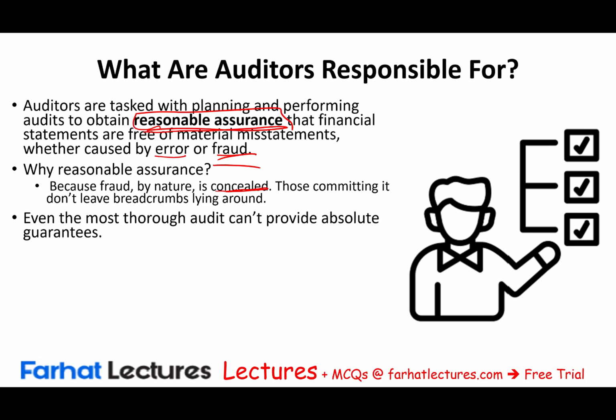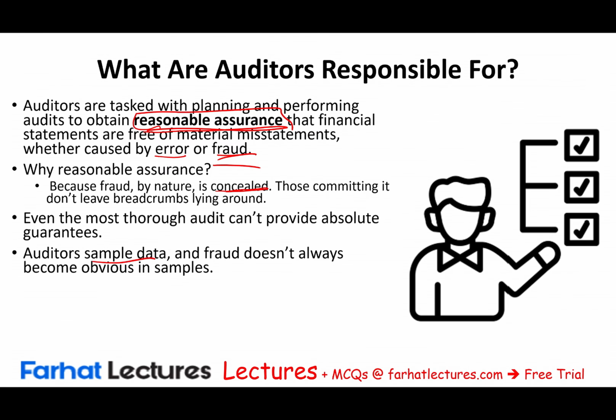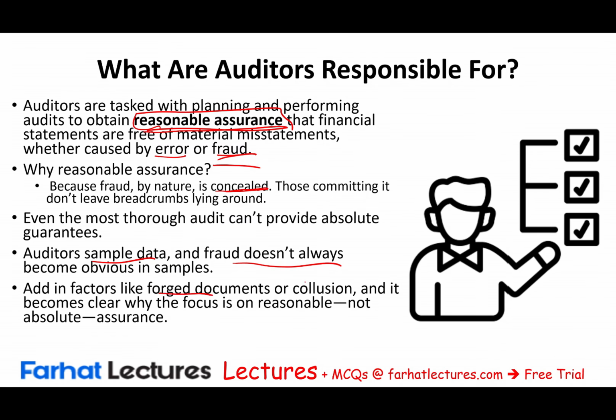Why? Because in an audit, what do we do? We sample. We don't look at everything. And even if we look at everything, we might miss certain things. So that's why we cannot give absolute assurance. We give reasonable assurance. So we sample. And fraud does not always become obvious in samples. If you're sampling, you may not pick up that transaction or that event that shows you the fraud. Add the factors like forged documents or collusion, which is the most difficult when you have people in the company trying to hide it. And it becomes clear why the focus is only on reasonable, not absolute assurance.